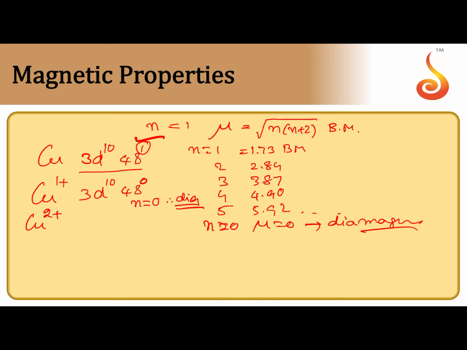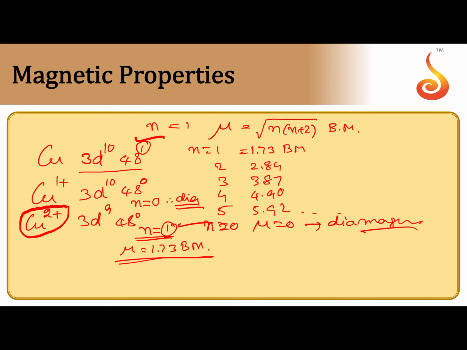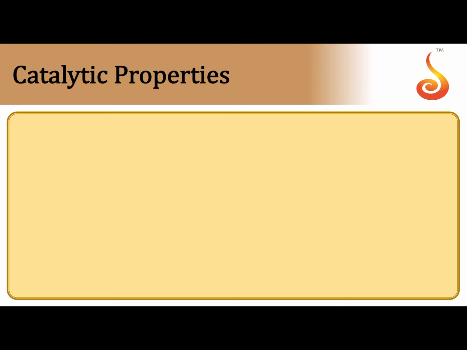Cupric ion, if you take, one more electron must be removed now from 3d. So, the electronic configuration of cupric ion is 3d9 4s0, number of unpaired electrons 1. So, cupric salts like cupric oxide, cupric chloride are paramagnetic with magnetic moment 1.73 Bohr magnetons because of one unpaired electron. So, this is the method how to calculate the number of unpaired electrons in d block ion, metal ion, and then magnetic moment. Catalytic properties.